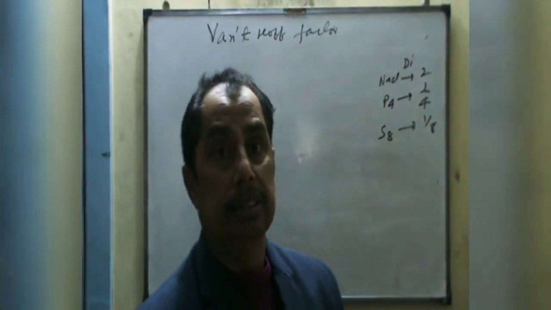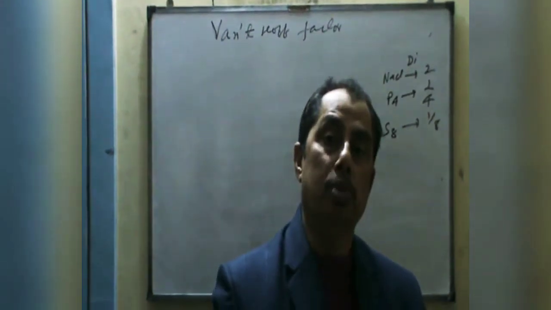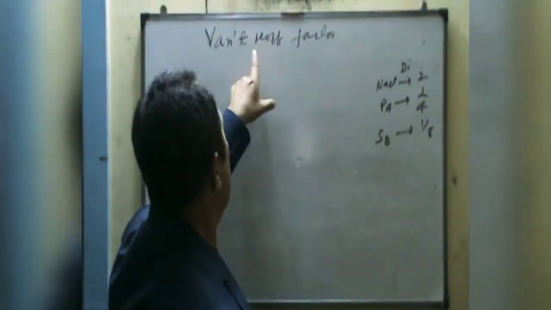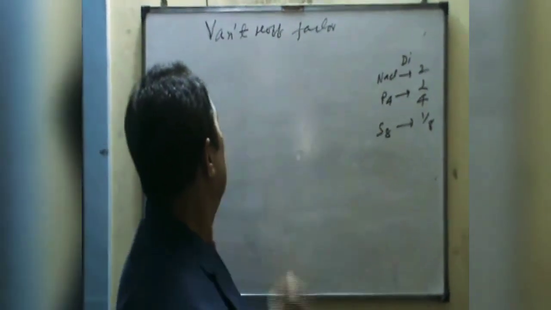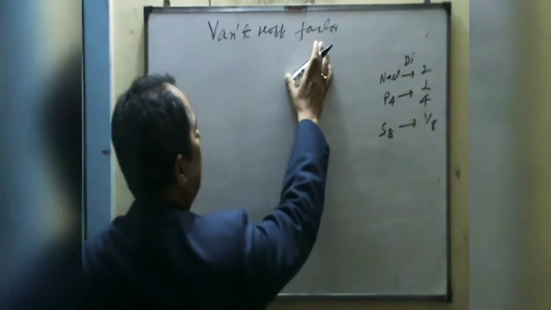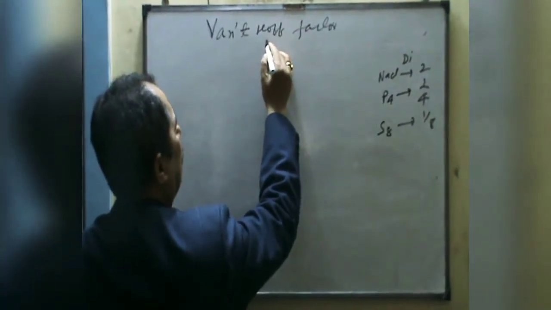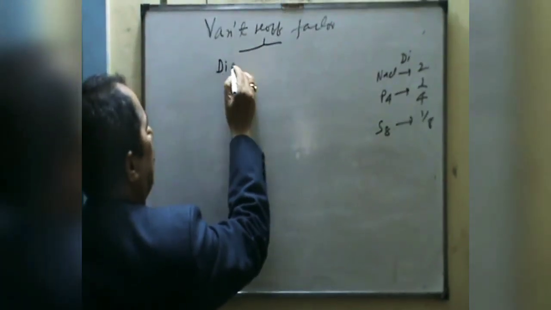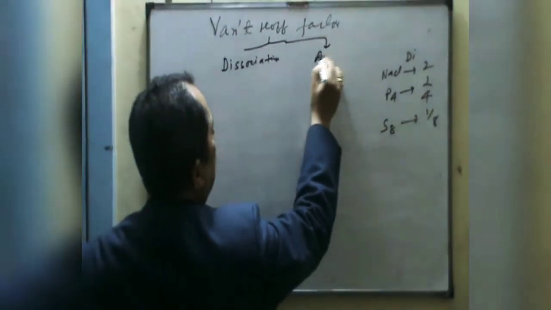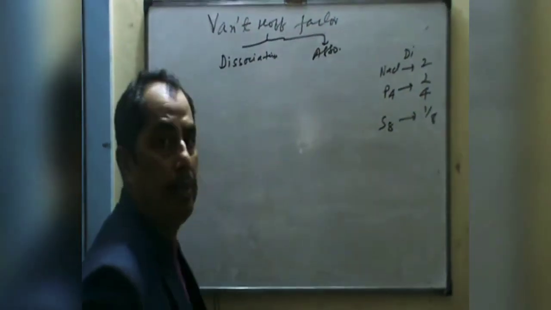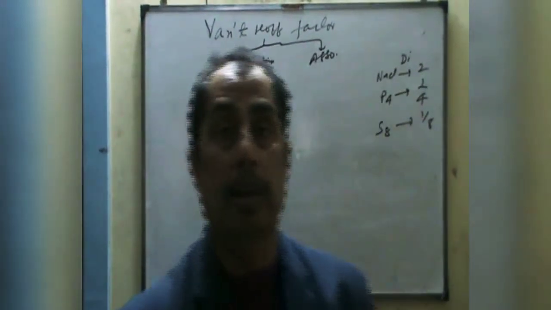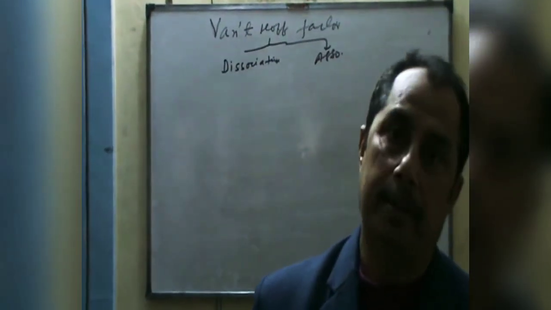Therefore, there was a need to modify the colligative property. And who modified the colligative property? Van't Hoff factor. And why is the van't Hoff factor so important? Because molecules undergo two phenomena. One is called dissociation and the other is known as, what is that? Association. If they undergo dissociation as well as association, abnormal molar mass is obtained.